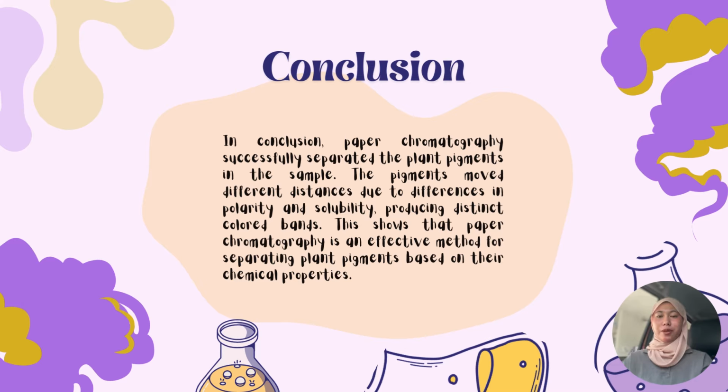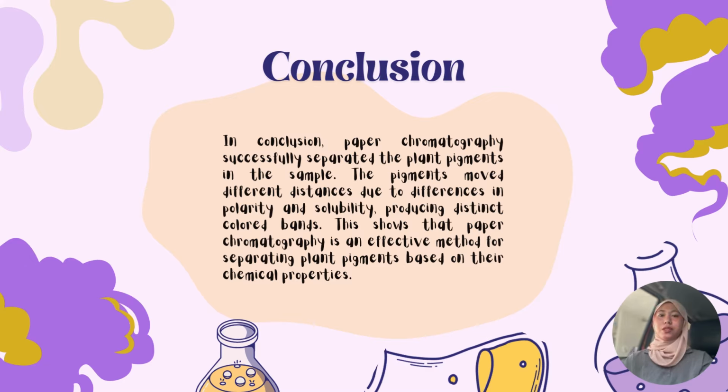However, not all pigments migrate the same distance. This is because each pigment has a different polarity and affinity towards the stationary and mobile phases. Less polar pigments, such as carotenoids, interact more strongly with the mobile phase and therefore travel further up the paper. In contrast, more polar pigments, such as chlorophyll B, interact more strongly with the paper and move a shorter distance. This difference in migration results in the formation of distinct colored bands on the chromatography paper.